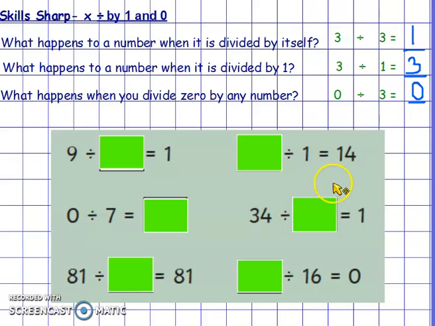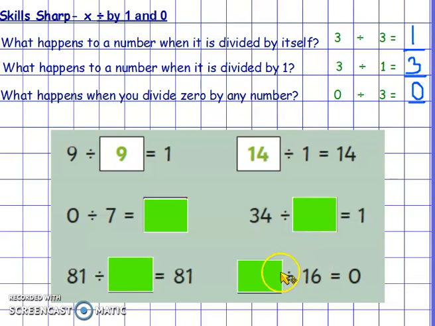Okay, let's have a look at these answers. So 9 divided by something equals 1. We know that when we divide a number by itself, the answer is 1. So 9 divided by 9 equals 1. Something divided by 1 equals 14. Remember what we said here? If we divide a number by 1, the answer is always the original number. So 14 divided by 1 equals 14.